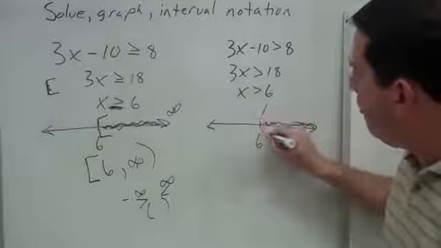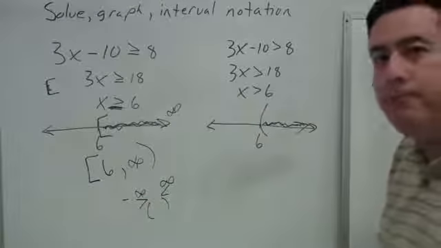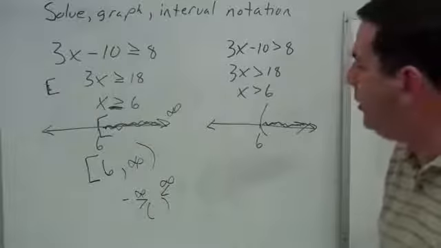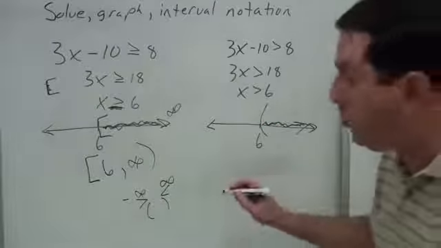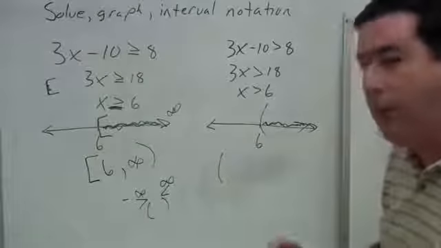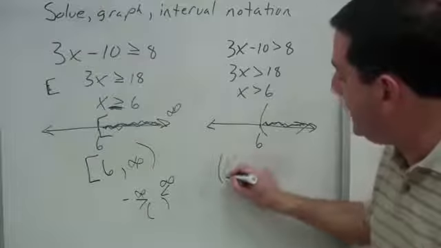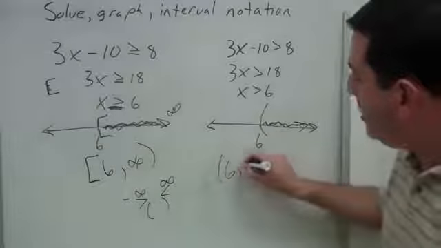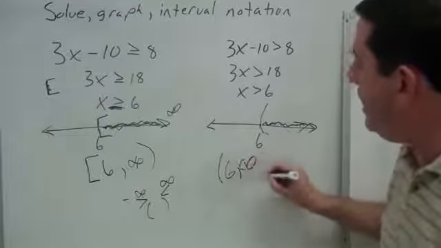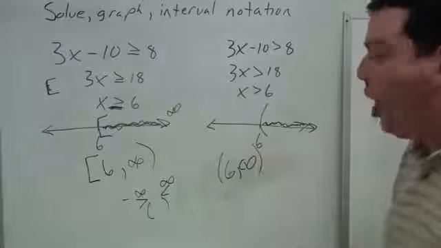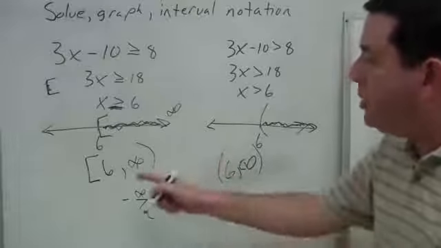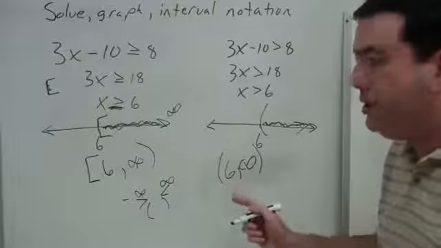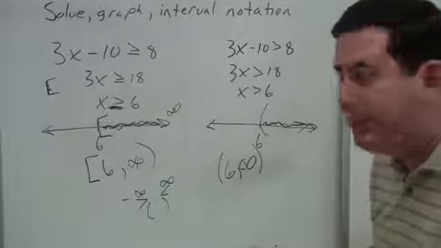That means we'll put parentheses on our picture. This also changes our interval notation. As we look at the picture coming across the page from left to right, it begins with parentheses at 6. It goes forever, so it's still going to infinity, and infinities always get parentheses around them. The difference between these two pictures is very important for us to see.